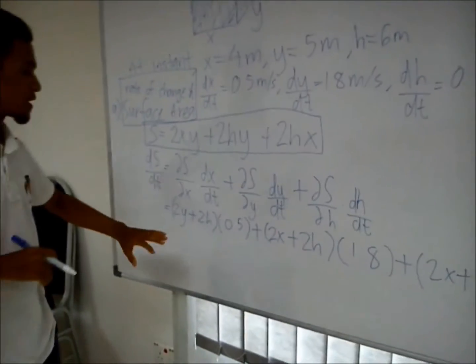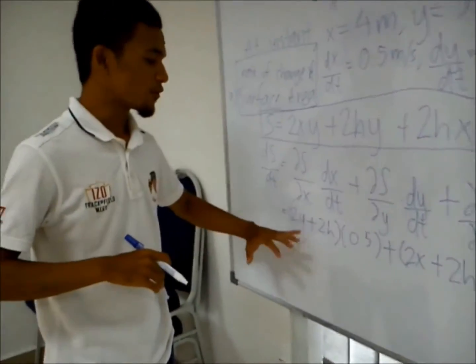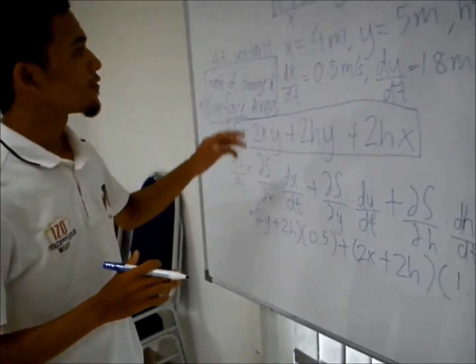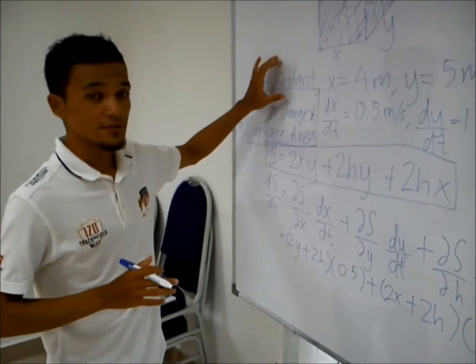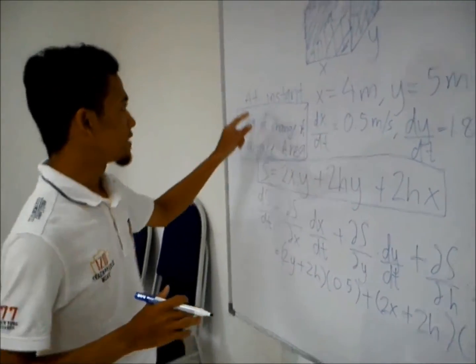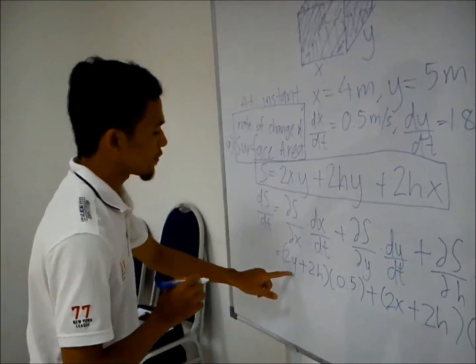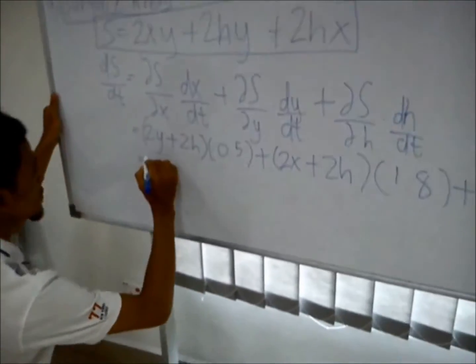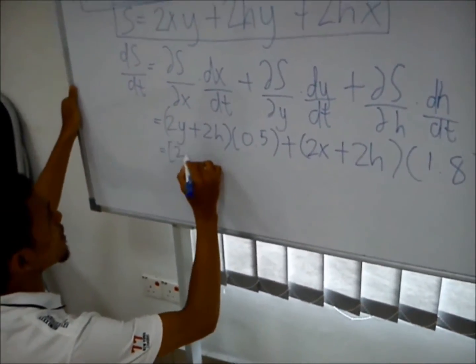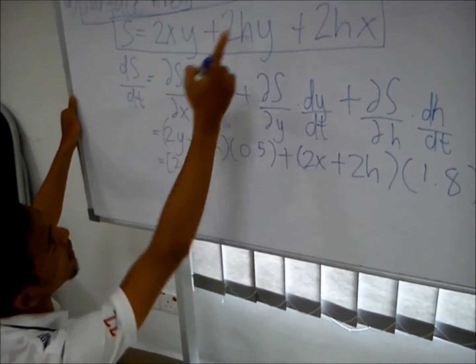Okay. From this equation, we need to plug in the value of y, h, and x from the values that have been given earlier at the instant. So for this equation, we need to plug in the values that have been given on top of that.